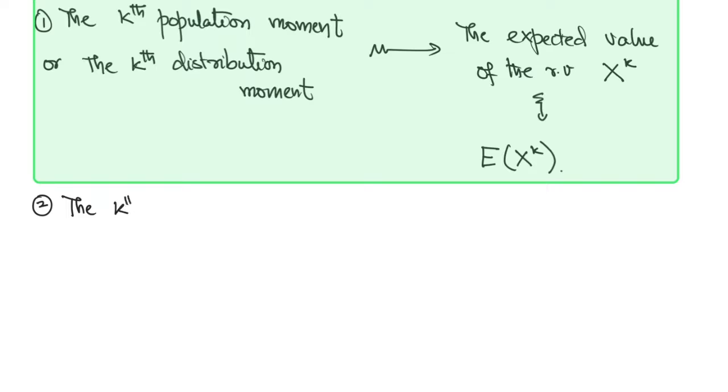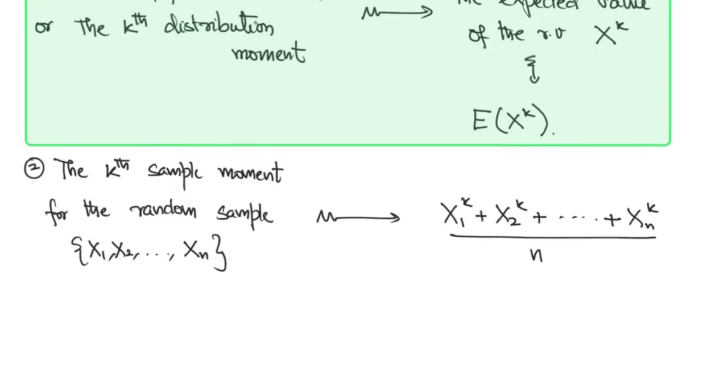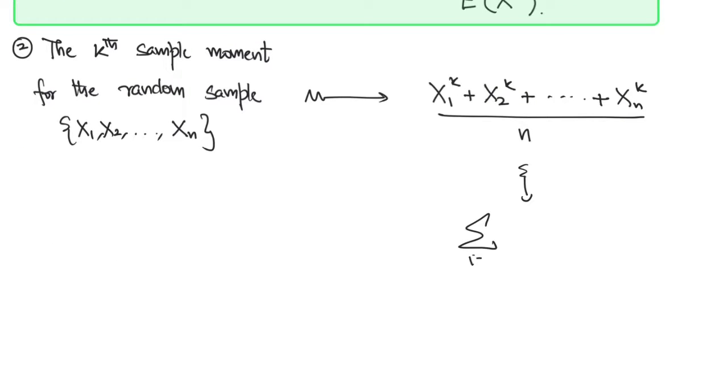The kth sample moment for the random sample x1, x2 up through xn is the average of the kth powers of the sample elements, that is x1 to the k plus x2 to the k all the way up to xn to the k, divided by n.